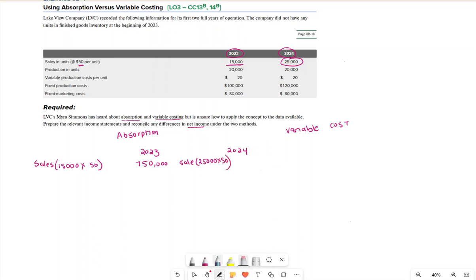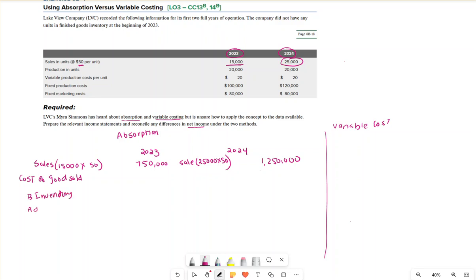Just gonna maybe do this so that we could do a little bit more variable costing, and that gives you 1,250,000. That's what it is. Now we have a cost of goods sold section. In that cost of goods sold, you have a beginning inventory, and we are going to add the goods that we manufacture, cost of goods manufactured.